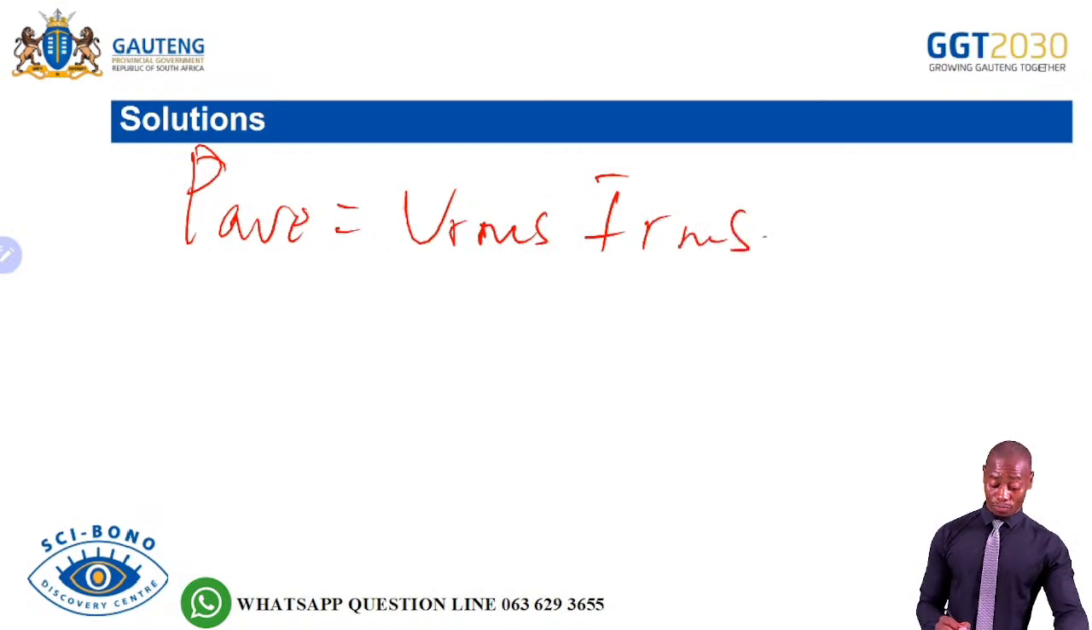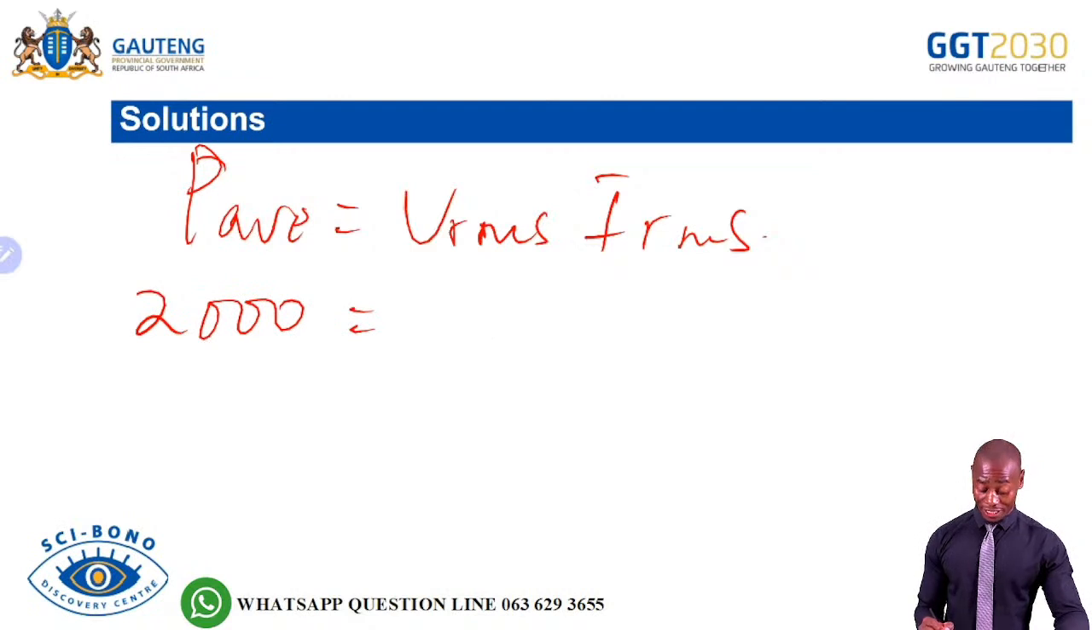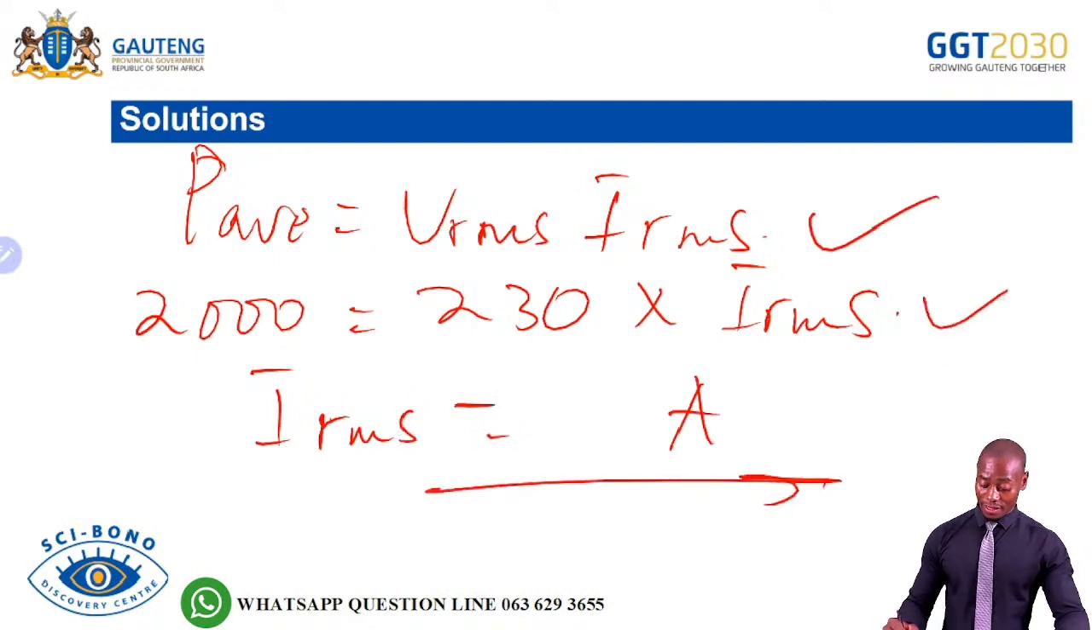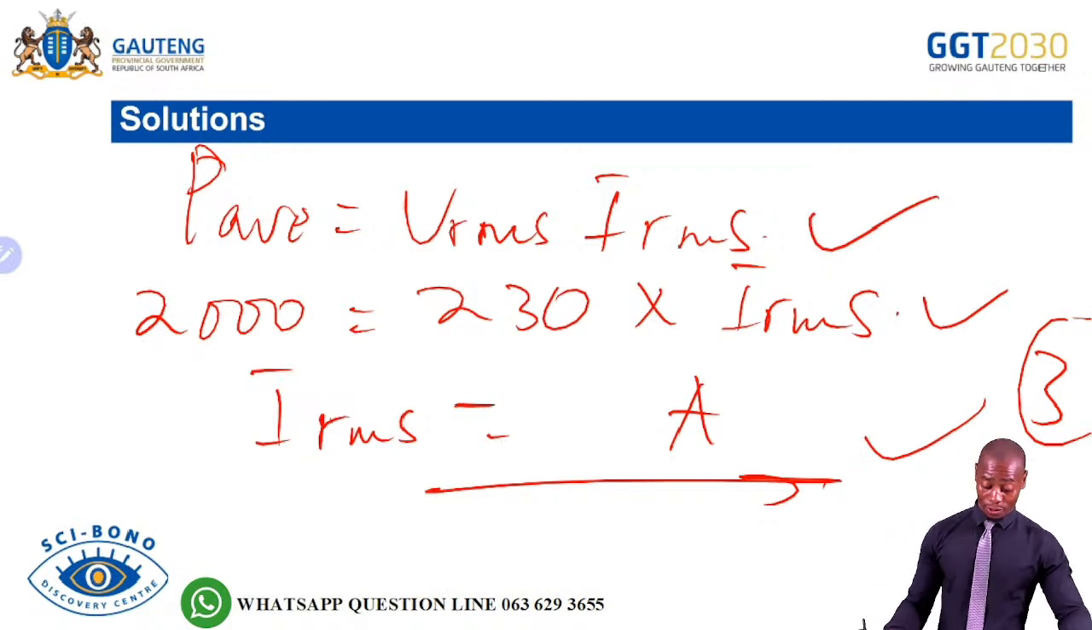All right. So average power 2000, and the V RMS we are already given, which is 230. You multiply that by the root mean square current, and you get your answer in amperes. You also get 3 marks there. A correct equation is a mark.